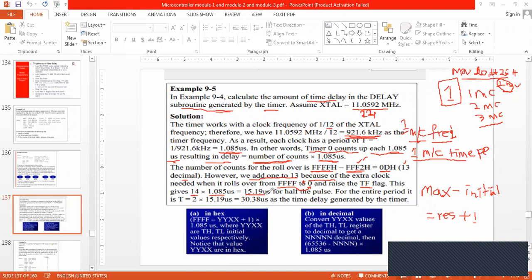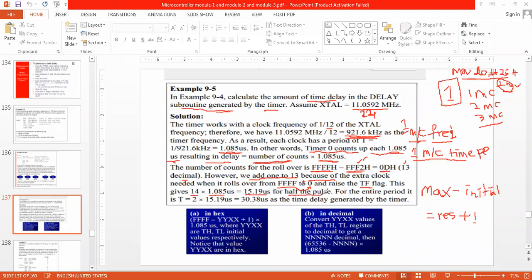That calculation gives 15.19 microseconds for half the pulse, because in the program I am complementing P1.5 and calling the delay program. When I call this delay program one time, it is going to generate 15.19 microseconds. So 15.19 microseconds it is on. And again, I am going back to the main program.